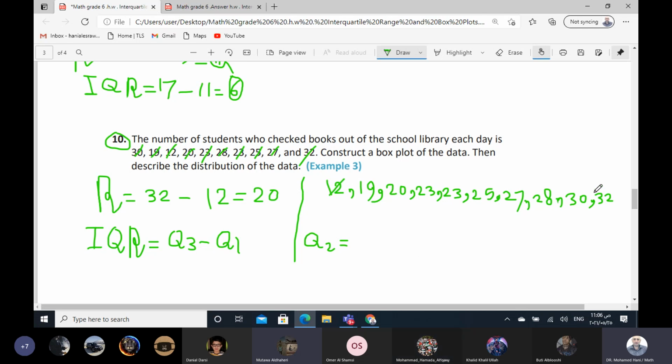Yes. At first, you can remove one value from the start and one value from the end, until two values remain in the middle. Then you find the mean of the two values: 23 plus 25 over 2, 48 divided by 2, so it will be 24. The median is in the middle of this data.